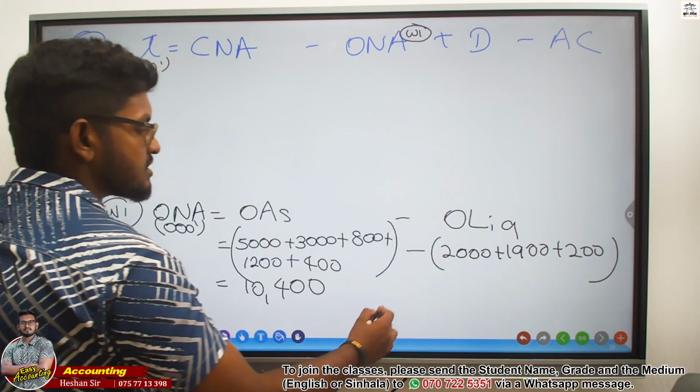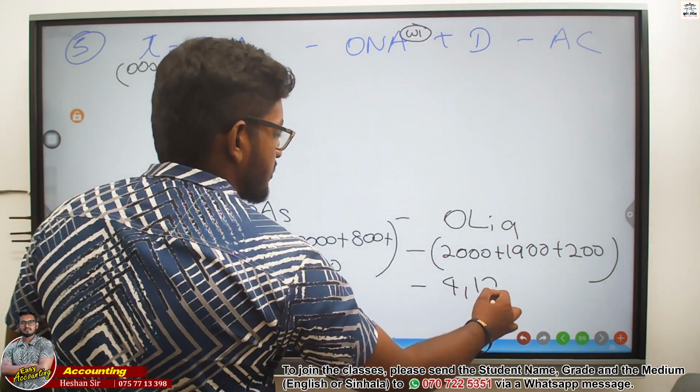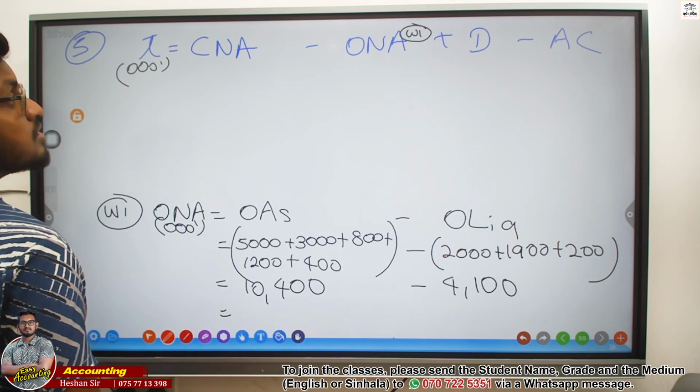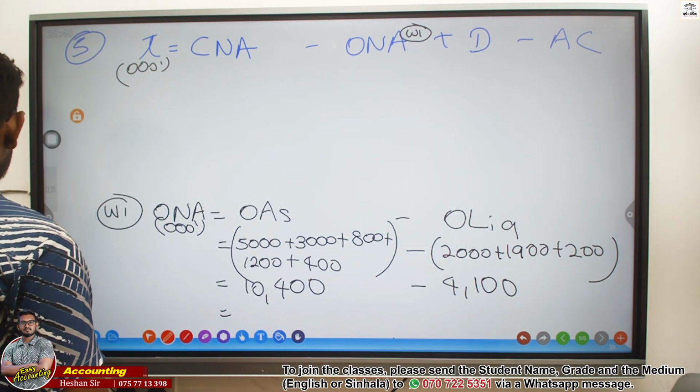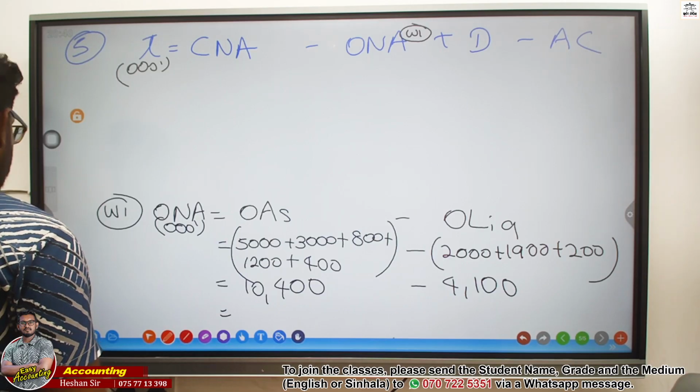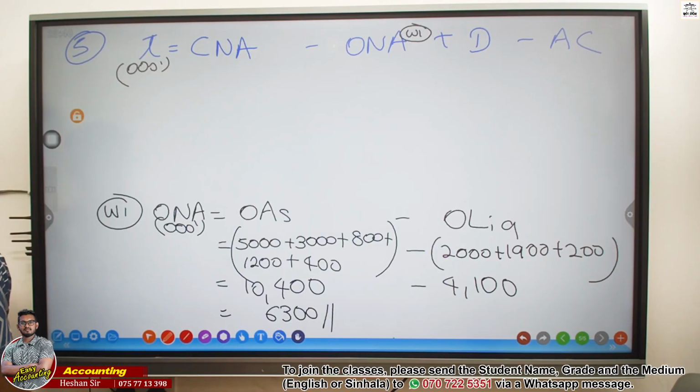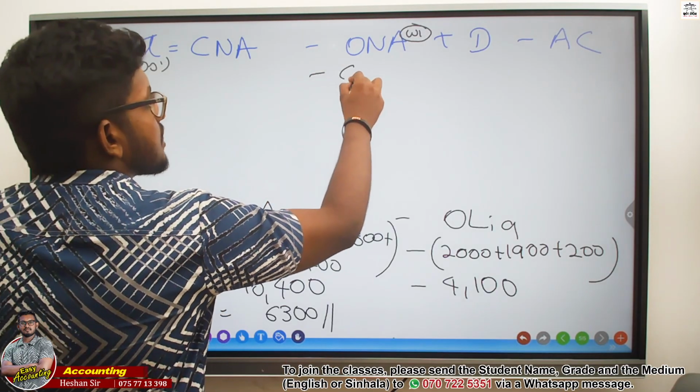Opening liabilities are 4,100. So opening net assets you get 6,300.